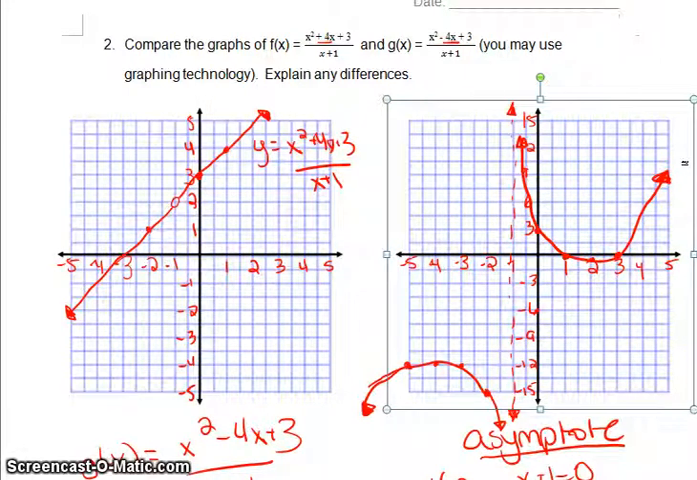And the last thing there is we need to label this. So we have y is equal to x squared minus 4x plus 3 over x plus 1. Alright, so here you can see that just by changing our 4x from positive to negative, it creates this really crazy graph. It changes it totally, alright?